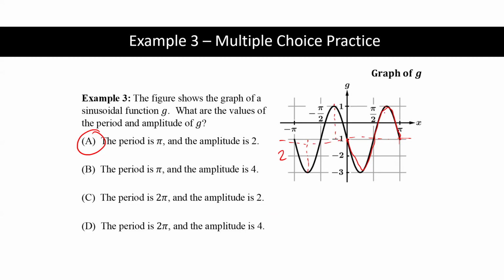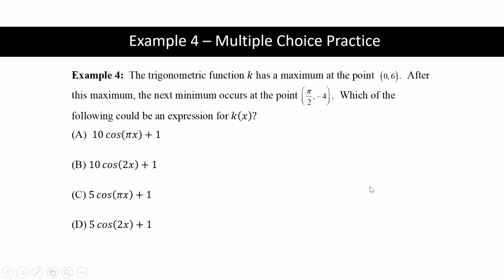Do you see that? I have a question. Yes. So the amplitude is two because what? It's the distance from your midline to your max or your min. It's the distance from your max to your midline. All right, let's try another one.